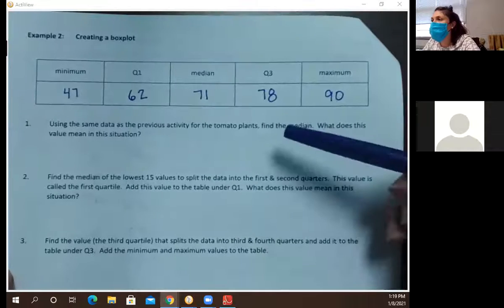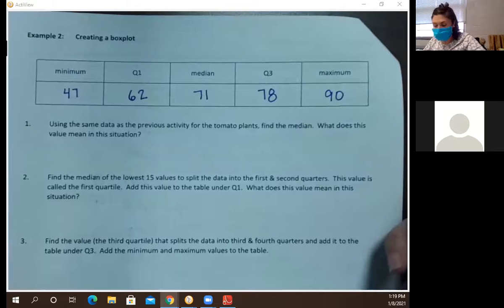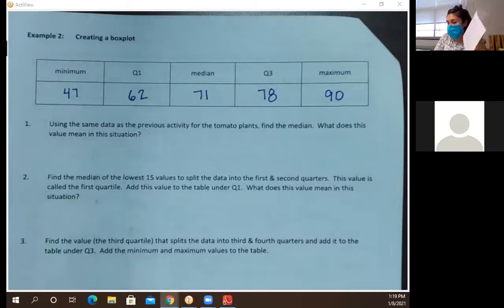Now let's take a look at what these things mean. So for number 1, it asked me to find the median, which we did. I want to know what the median actually represents, though, in the context of my problem. So we know the median is the middle, right? It's that middle value.